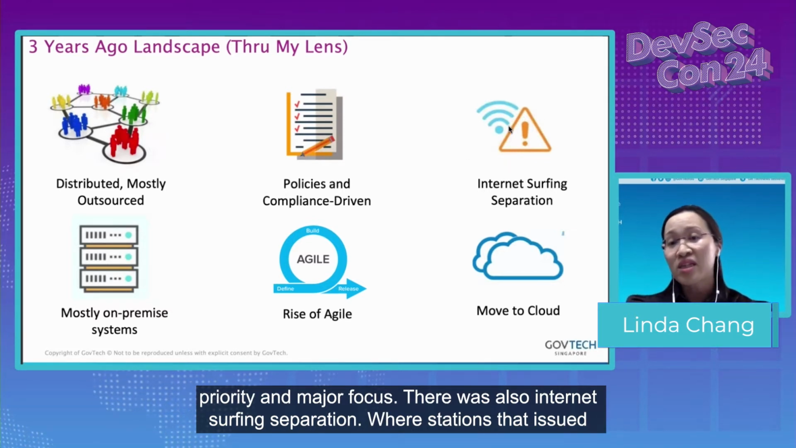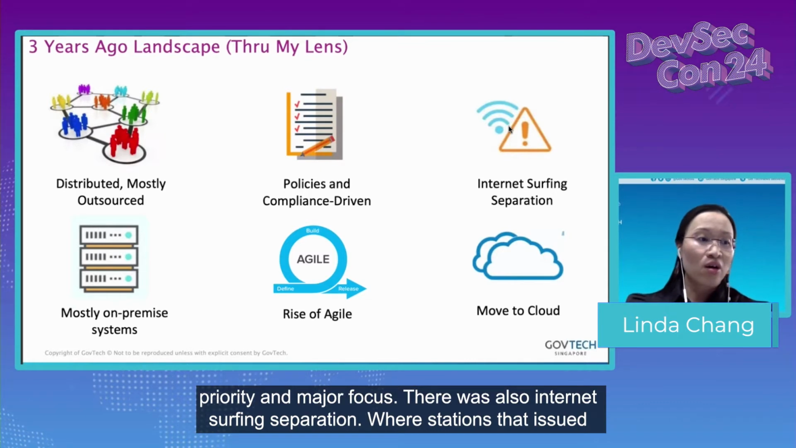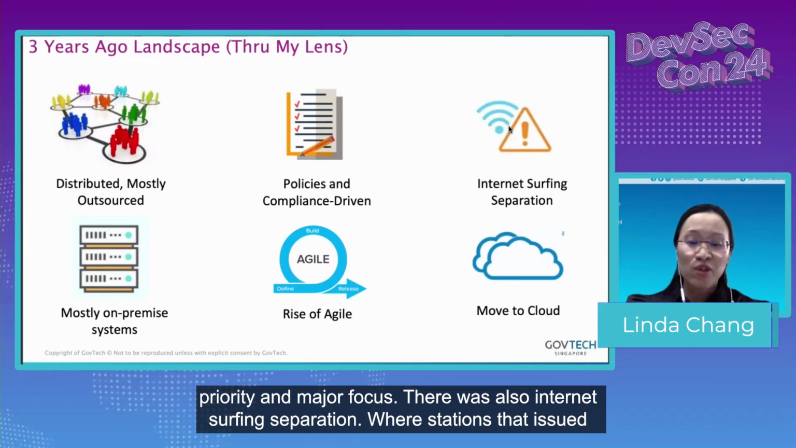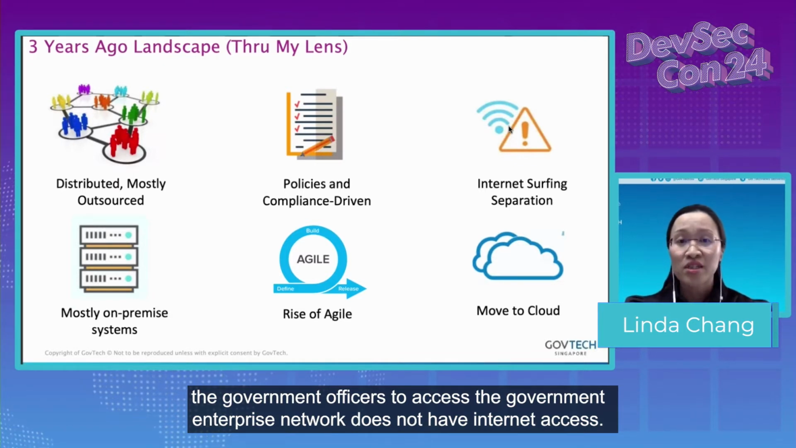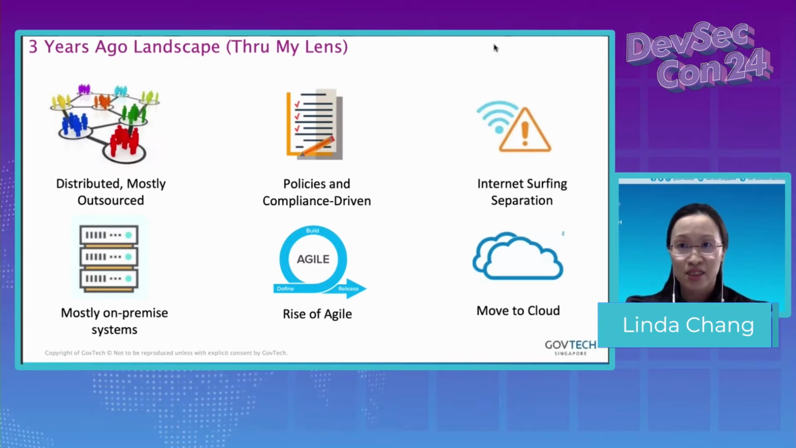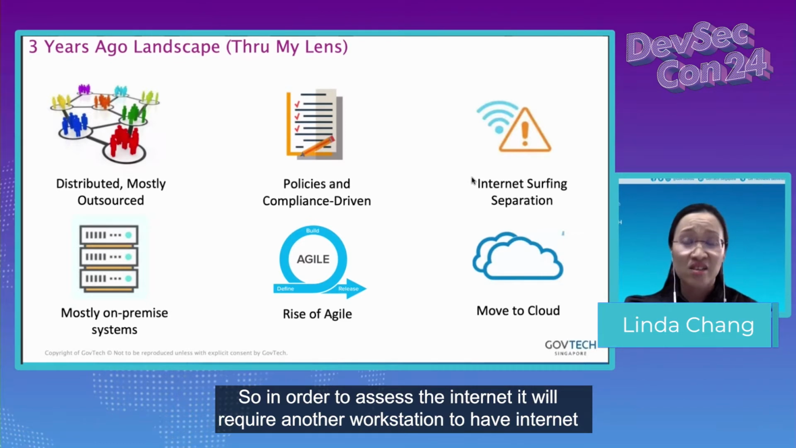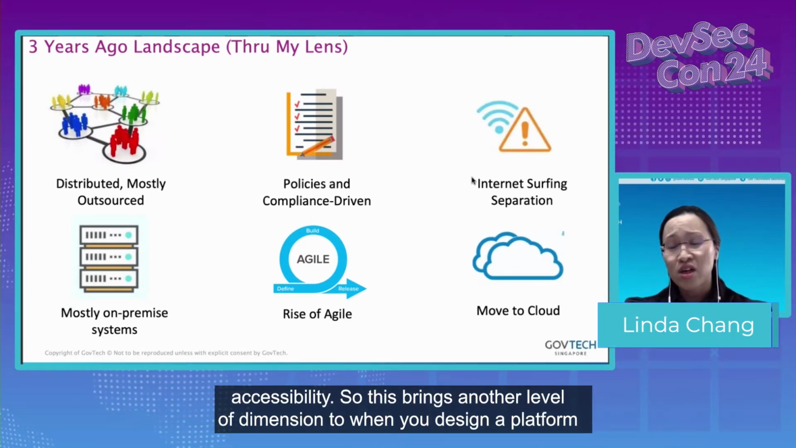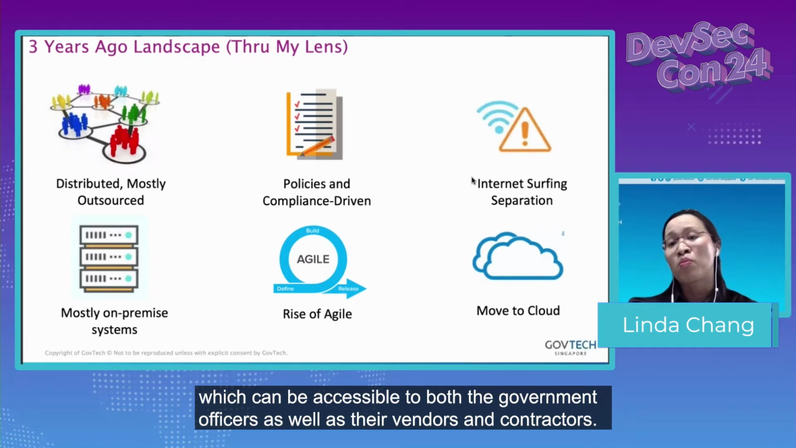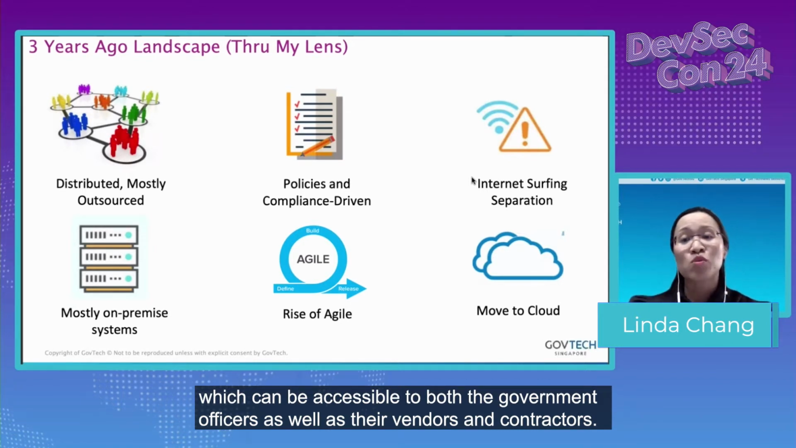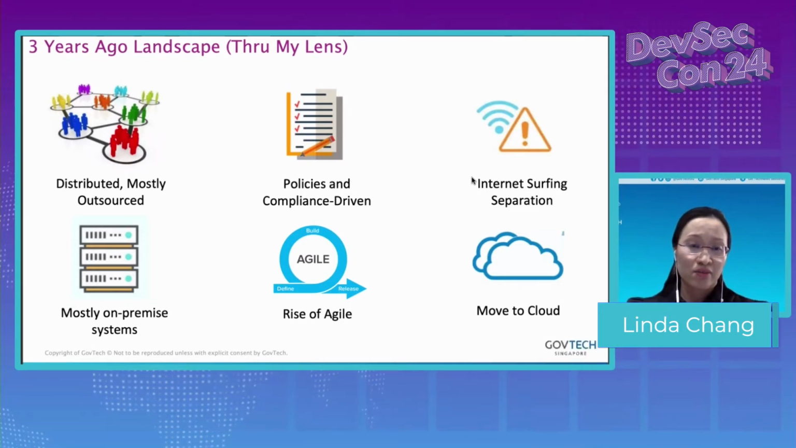There was also internet surfing separation, where the workstations issued to the government officers to access the government enterprise network do not have internet access. So in order to access the internet, they will require another workstation that has internet accessibility. So this brings another dimension when you design a platform which can be accessible to both the government officers as well as their vendors and contractors.